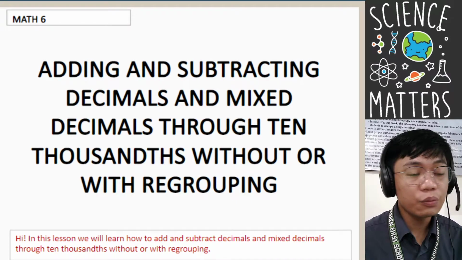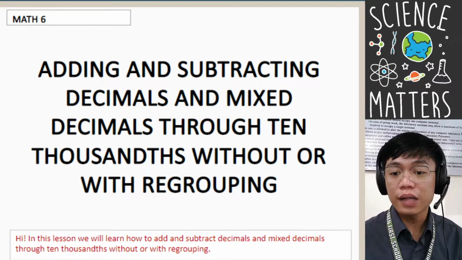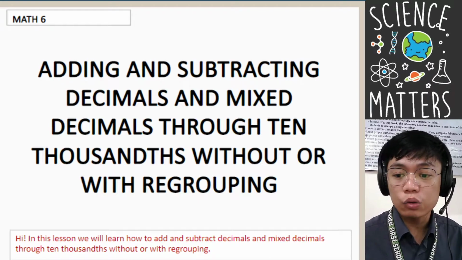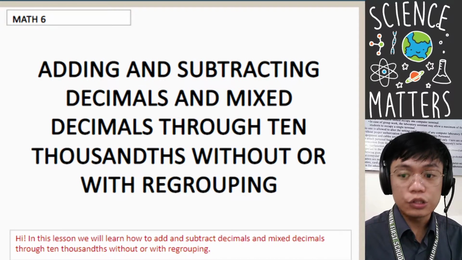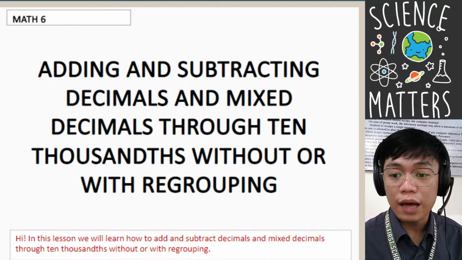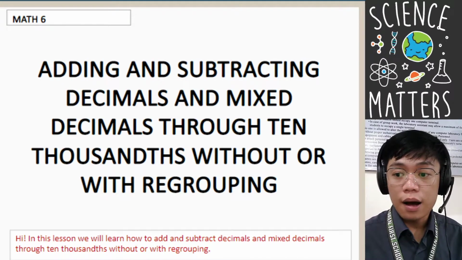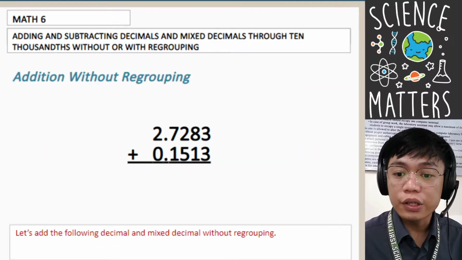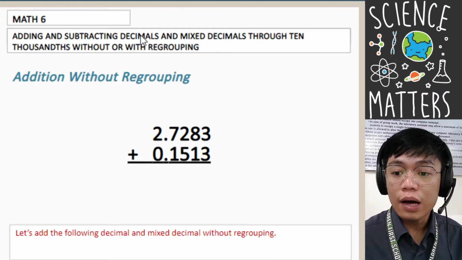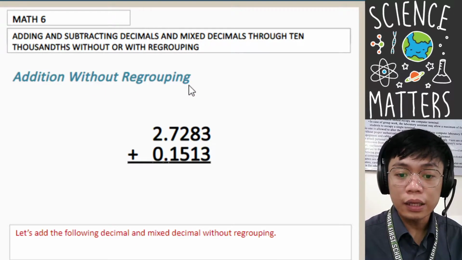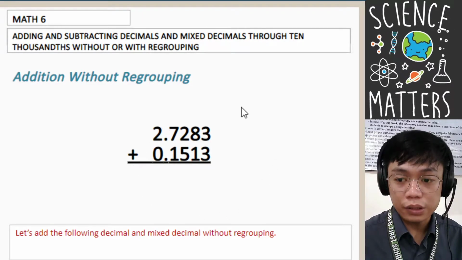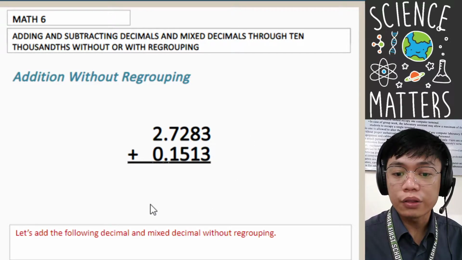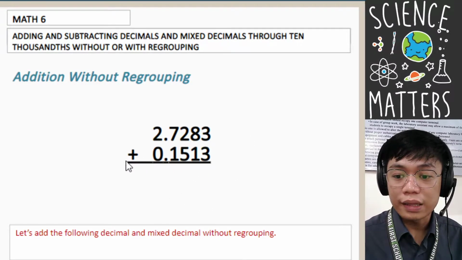So in this video again, we are going to learn about adding and subtracting decimals and mixed decimals through 10,000s without or with regrouping. In this lesson, we just have to add decimal numbers. First we are going to add numbers without regrouping. So simply we are going to add numbers. Take note that in adding numbers, we are going to add from right to left.